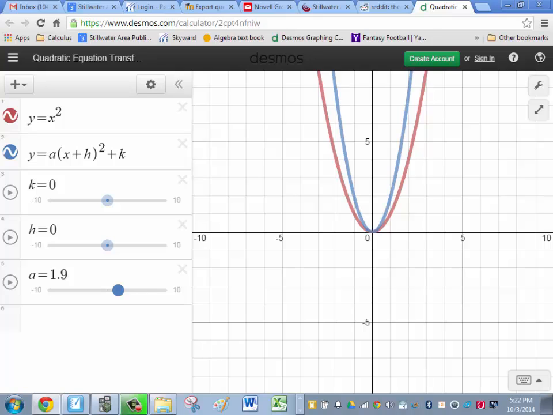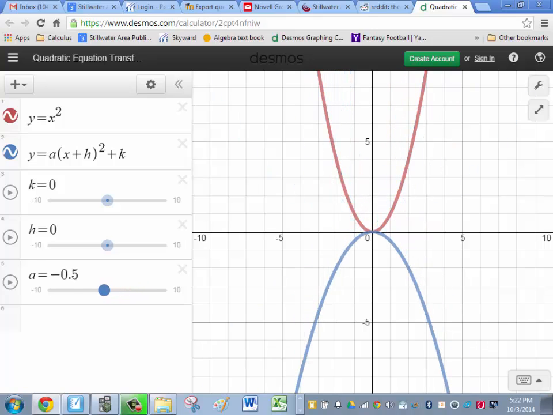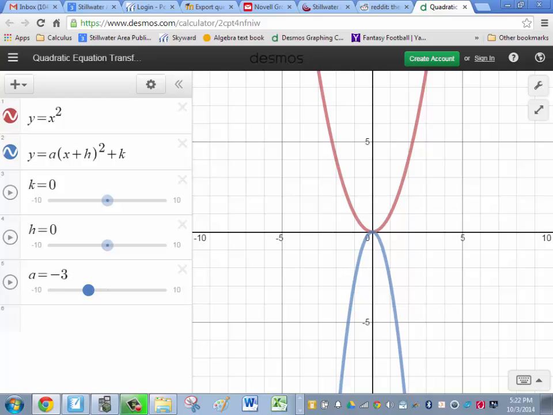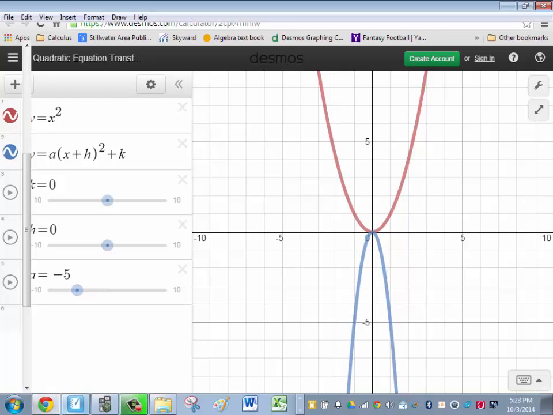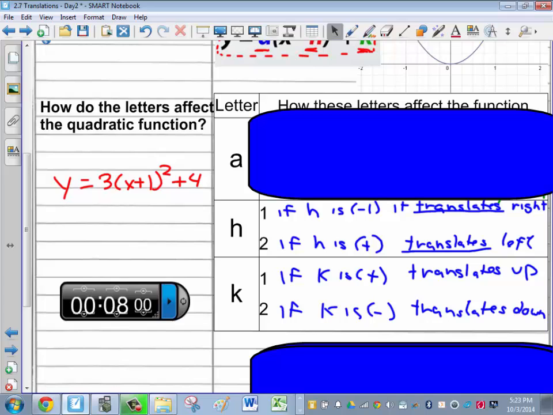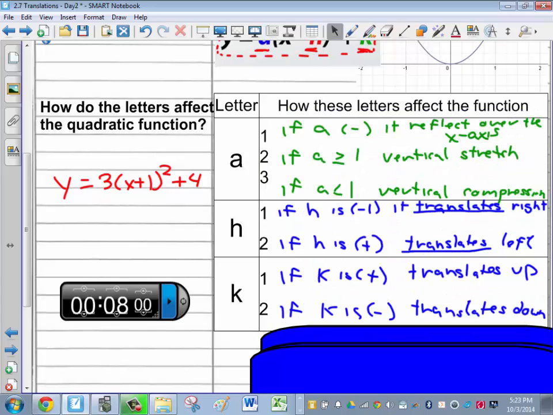Okay, so let's try to put this all together. A seems to stretch it. So as A gets bigger, it's stretching it vertically. And when A goes to negatives, it flips it upside down. The negative looks like it's upside down, and as it gets bigger, it stretches vertically. So let's list these ideas off in our notes. So here's what I have for A.